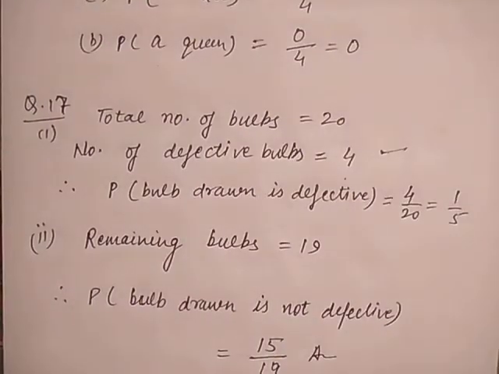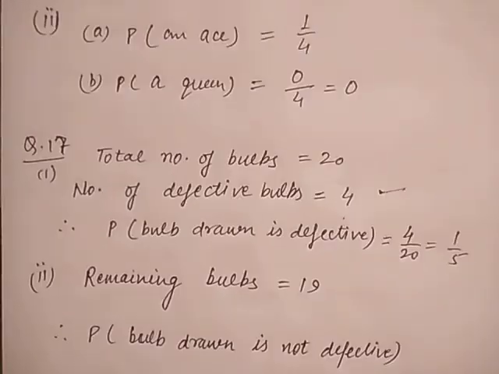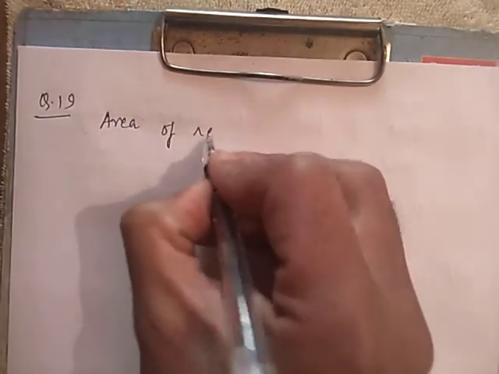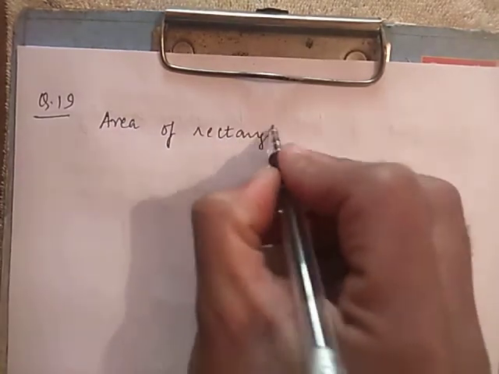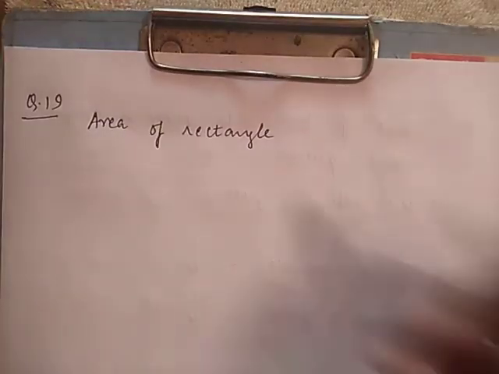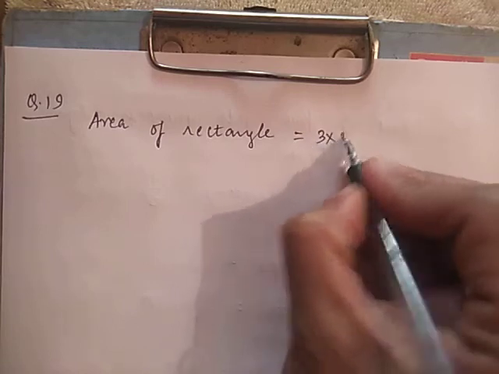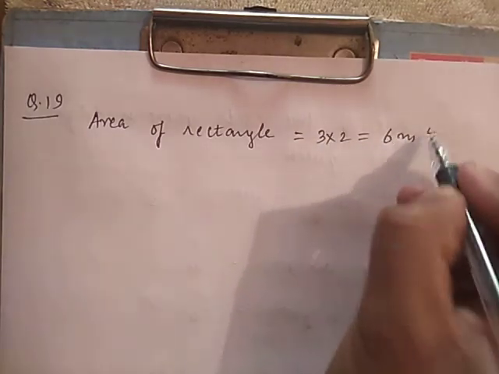What is the area of the rectangle? Just see here, what is the area of the rectangle? In this case the figure is given, so we can find the area of the rectangle because the dimensions are given as 3 by 2. So it is 3 into 2, length into breadth, 6 meter square.